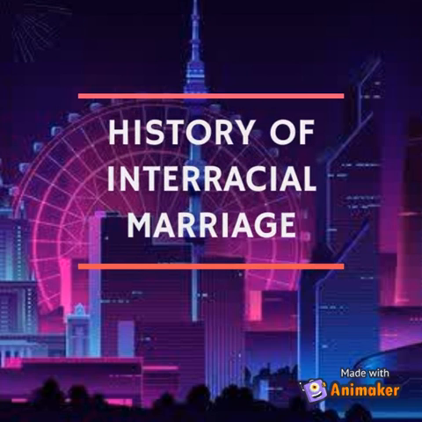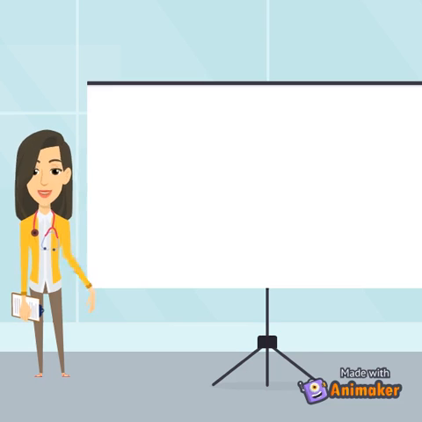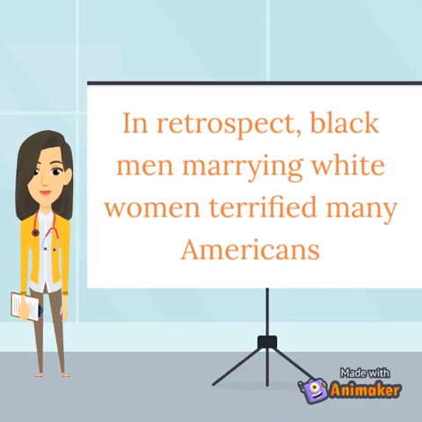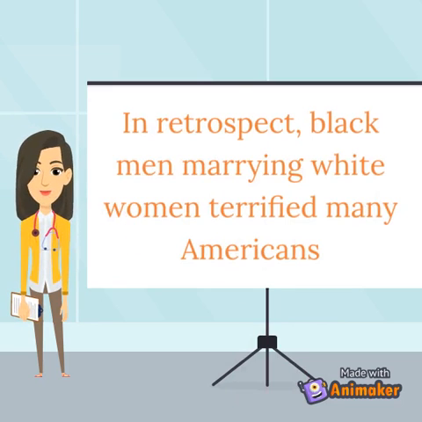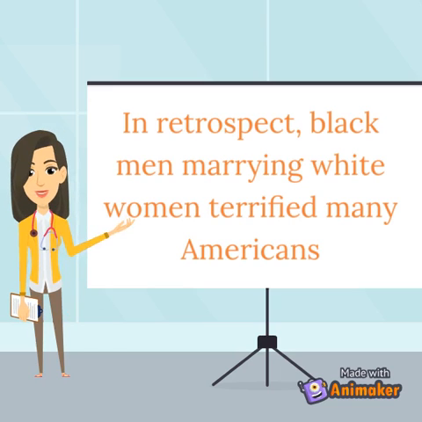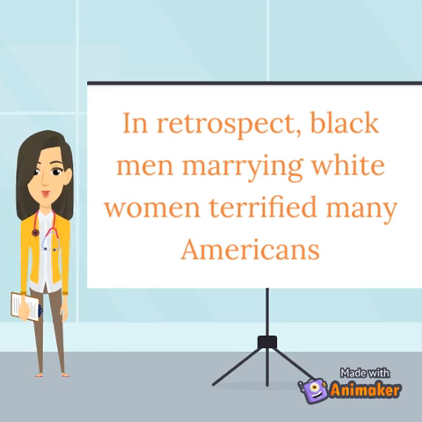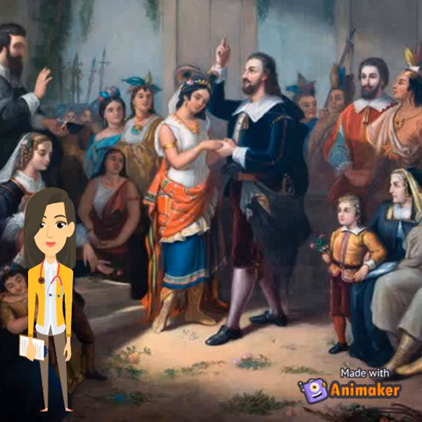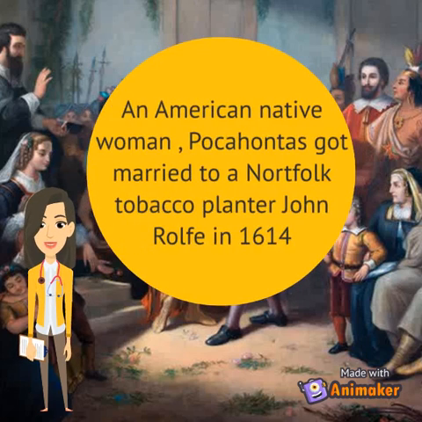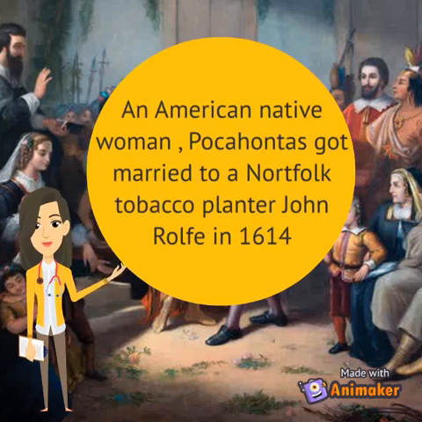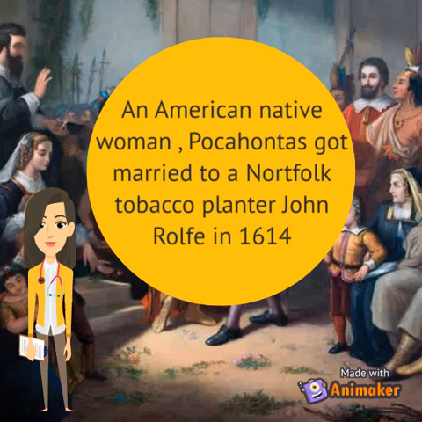To talk about history and the origin of interracial marriage. Before the Civil War, the prospect of black men marrying white women terrified many Americans. According to white American women, they would be raped, defiled, sullied by the savage jungle beast. The first interracial marriage in the United States was that of the woman today commonly known as Pocahontas, who got married with tobacco planter John Rolfe in 1614.